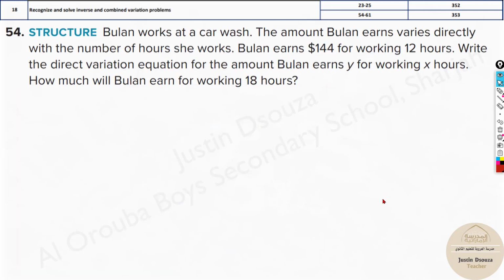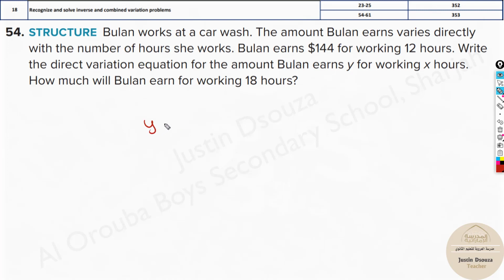We will look into this problem. Bulan works at a car wash. The amount Bulan earns varies directly with the number of hours she works. Bulan earns $144 for working 12 hours. Write the direct variation equation for the amount Bulan earns, Y, for working X hours. They have clearly mentioned, right, in terms of Y and X. In this writing exam, please follow this. I would have written directly money as M, hours as H, or time T, but here they have clearly mentioned what you need to write.